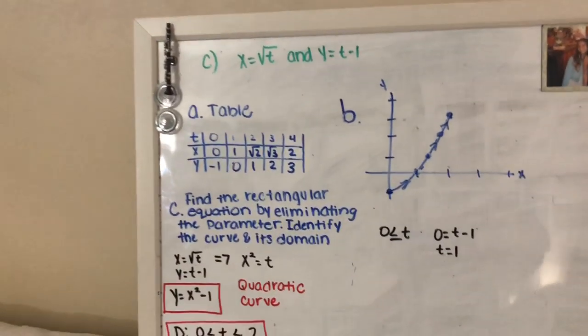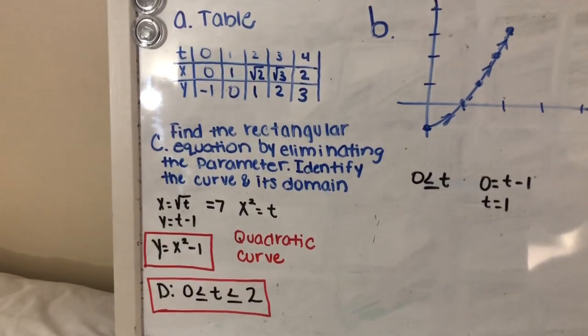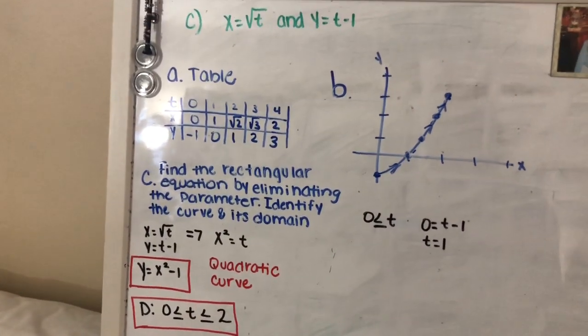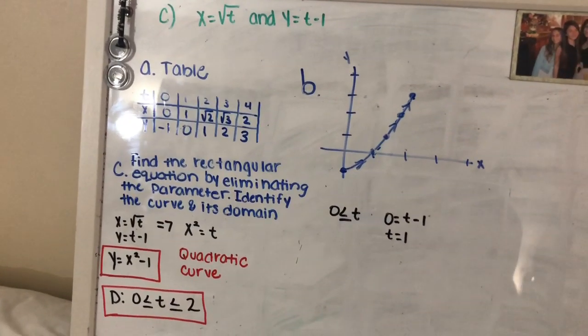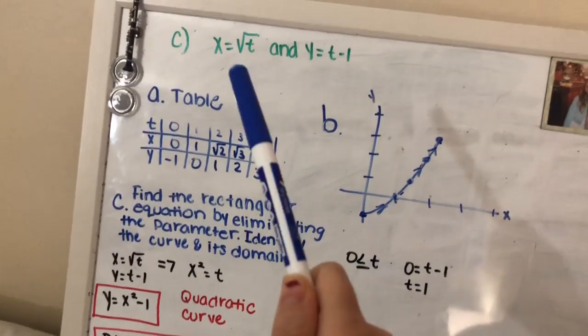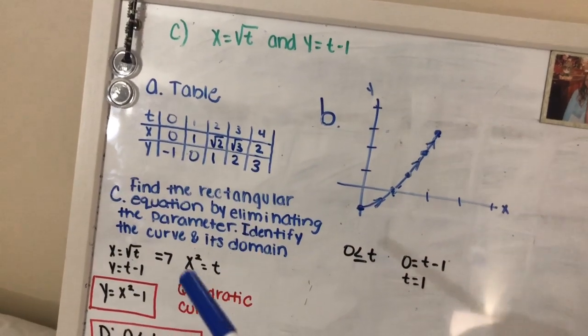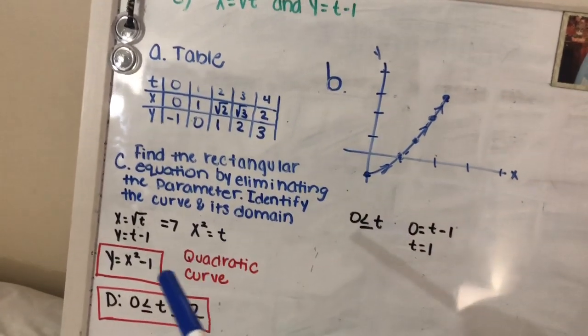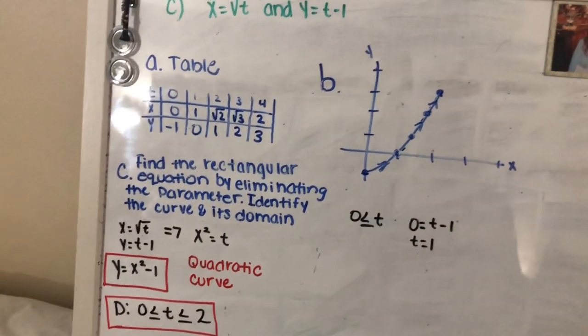So now C says, find the rectangular equation by eliminating the parameter. Identify the curve and its domain. In order to eliminate the parameter, I take the x and the y and solve for t in one of them and plug it in to make my own equation.